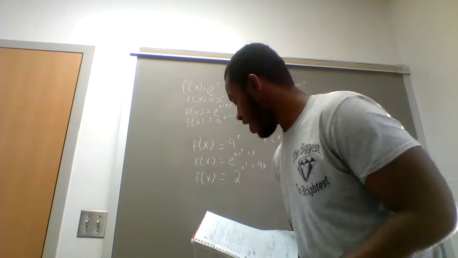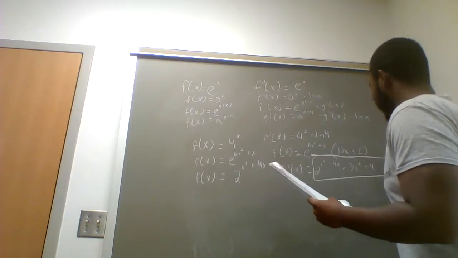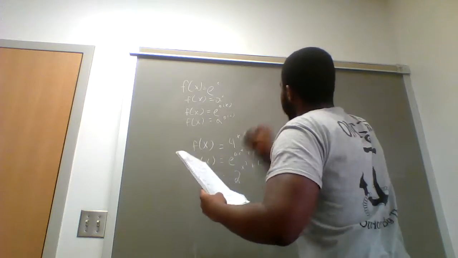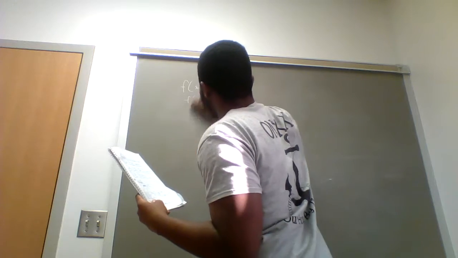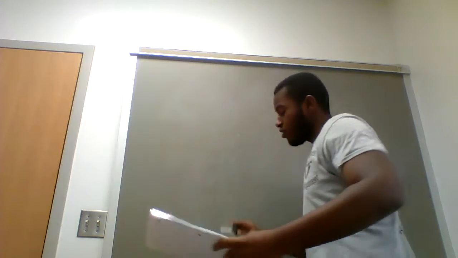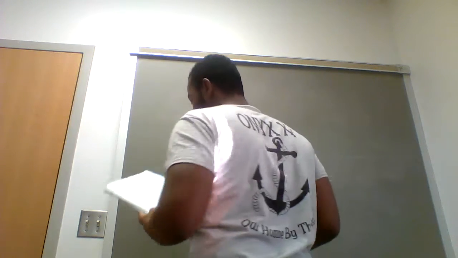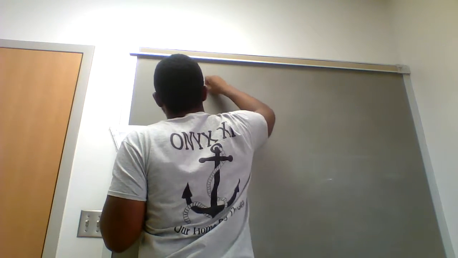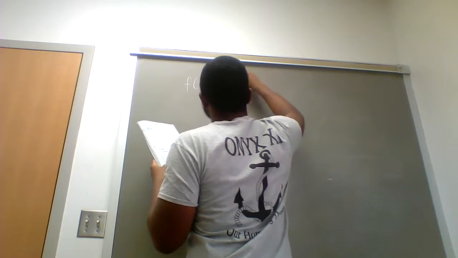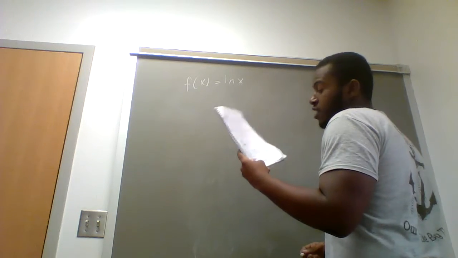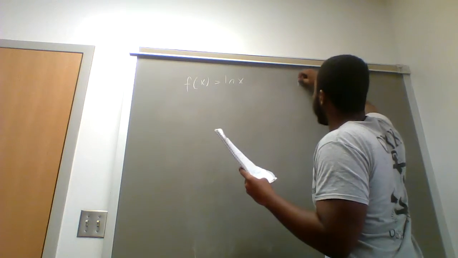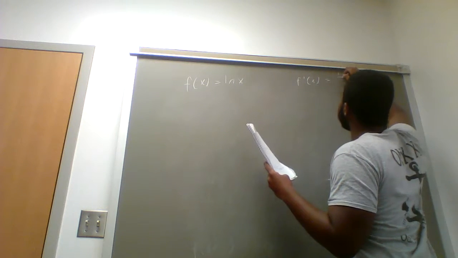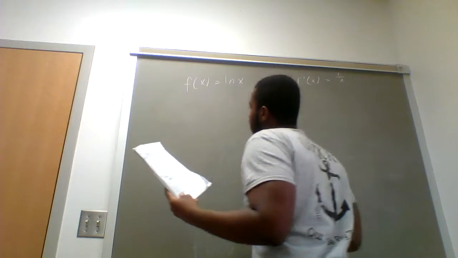And now I will be focusing on logarithmic equations, what the properties are for the derivatives, and I'll give you some examples for those as well and how to apply those derivatives. First, natural log. F of x equals natural log of x. The derivative for this would be f prime of x equals 1 over x. Very simple.